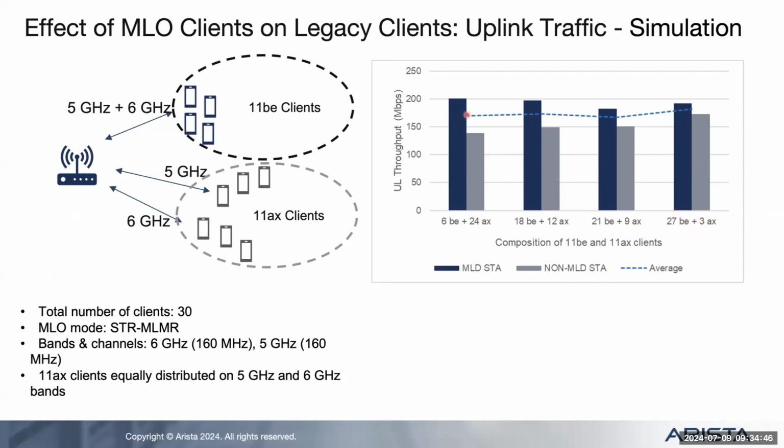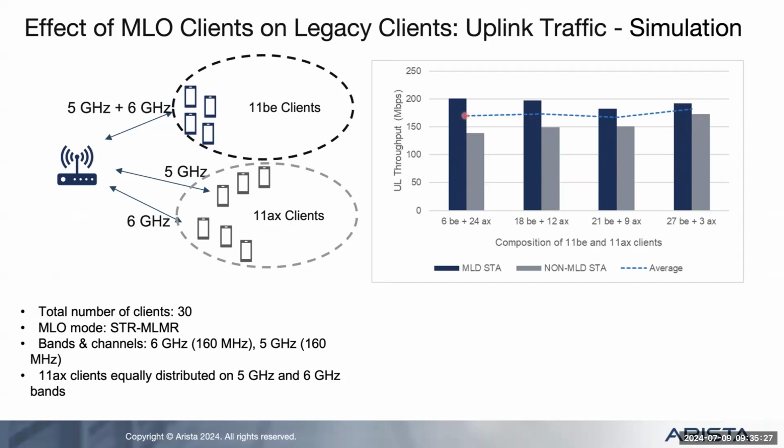And what we see is very interesting: the Wi-Fi 7 clients do not see much throughput degradation in the presence of legacy clients, in this case Wi-Fi 6E clients. Another interesting finding is that when we gradually reduce the Wi-Fi 6 client density, we saw improvement there. If you see, this pattern keeps increasing.